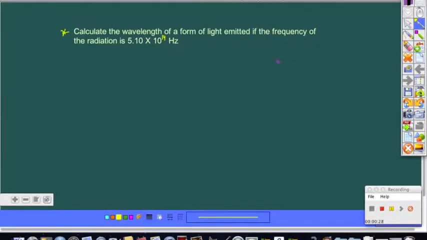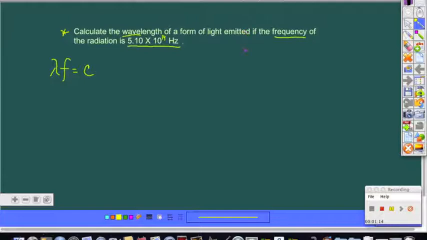One of the first types of problems that we've been asked to work with is calculating the wavelength of a form of light emitted if the frequency of the radiation is 5.10 times 10 to the 14th hertz. So we're looking at a relationship between wavelength and frequency, which we know wavelength times the frequency is equal to the speed of light of the wave.